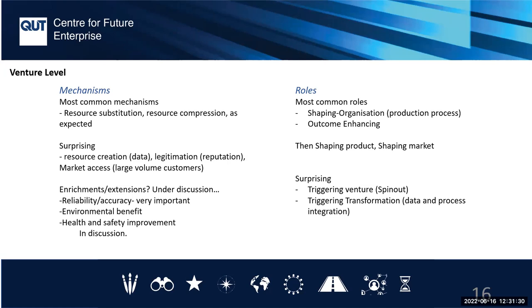A little surprising, we saw robotics had helped trigger the organisation to create a new company from its existing operations, and also to trigger transformation. When data was created, the companies were able to integrate their production process and just change the whole way that they operated, becoming much, much more effective.